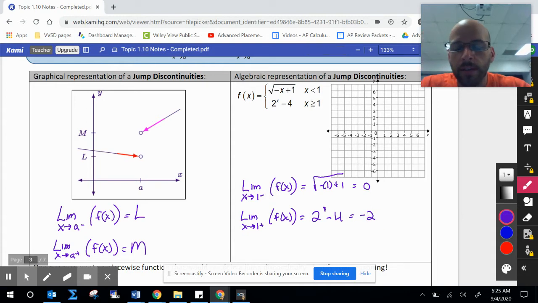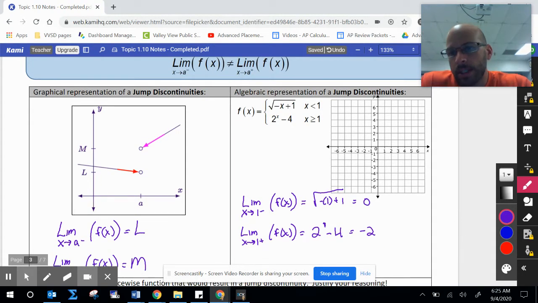So those two things obviously are not equal. We know that there's a jump discontinuity at 1. They're going to two different values. Now visually, we can see what that looks like.